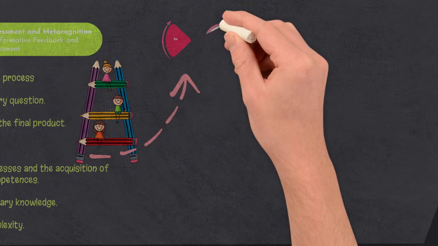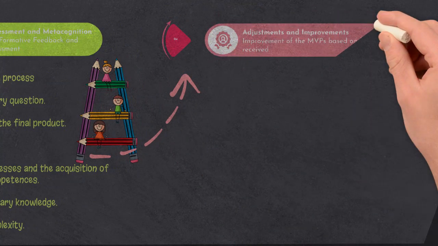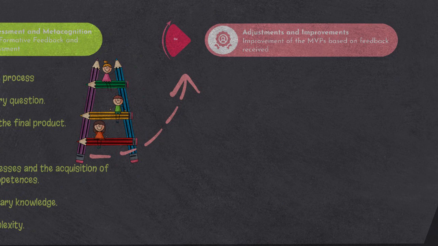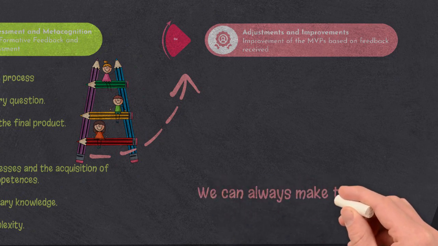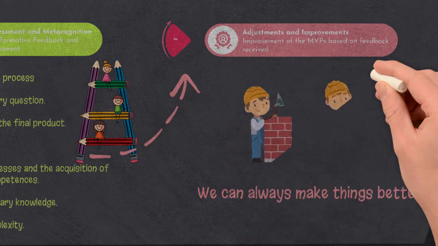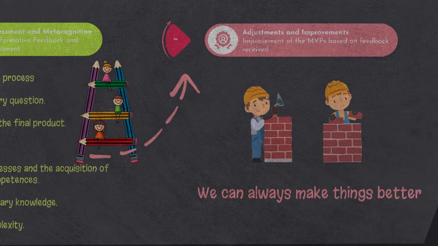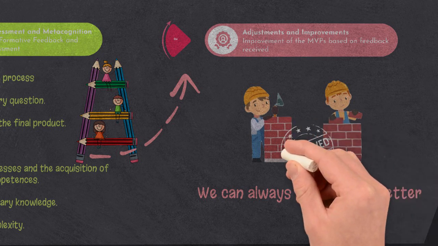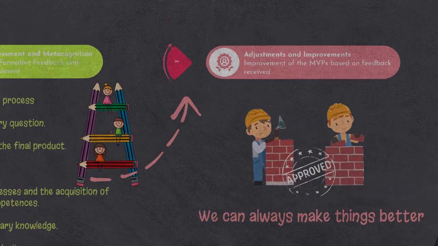Moment 4. Adjustments and improvements. We can always make things better. After the socialization of the MVP, you'll receive feedback on your work, both from your partners and your teacher. Listen to them carefully and make the necessary adjustments. You'll be able to present it again after you've done it.